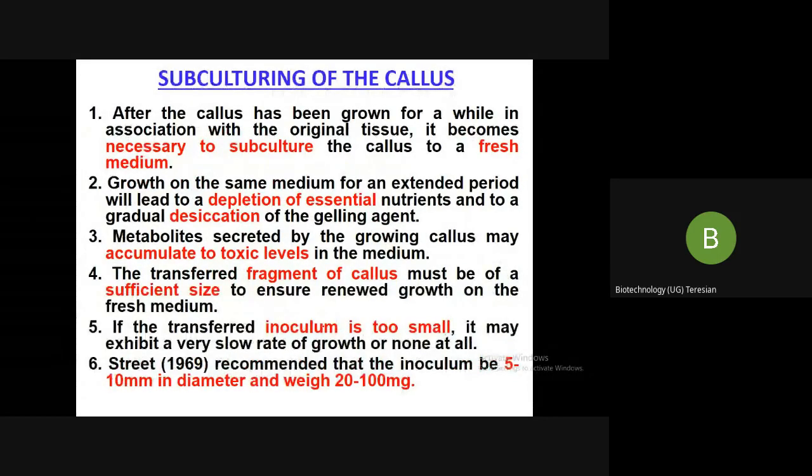So how are you going to subculture a callus? You cannot keep a callus in the same media and grow it. You have to subculture it. So another important question, what do you mean by subculturing? Once the callus tissue is formed from the explant, the callus is transferred to the fresh media, and this is known as subculturing.